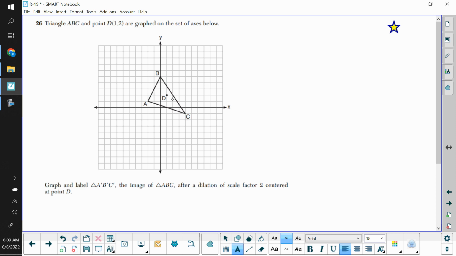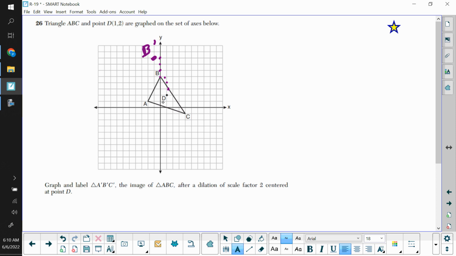So to get from D to B, we go up 2 and left 1. Or sorry, up 3 and left 1. To do a scale factor of 2, we just need to do those movements 2 total times. So the first time gets us to B, and then we'll go up 3 and left 1 again, and that will give us B prime.